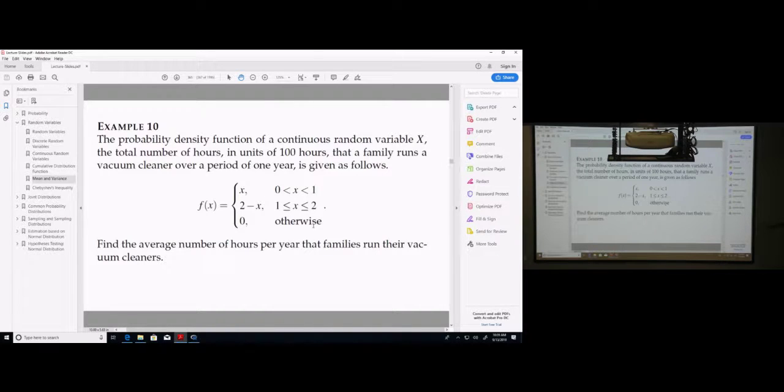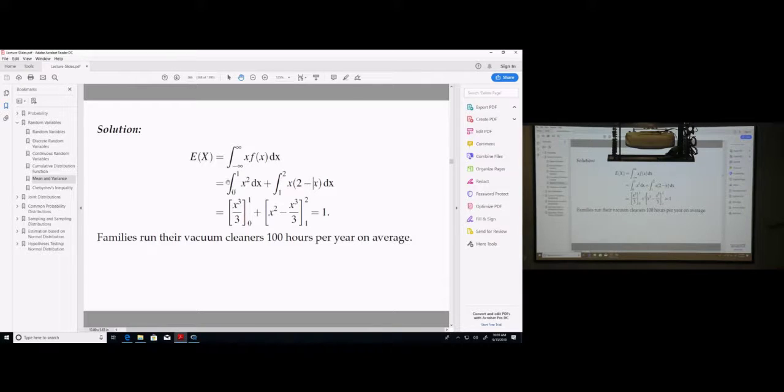So the probability density function of a continuous random variable is given by this. That is why you have to be careful, because now the density function has 3 expressions depending on whether x is between 0 and 1, or 1 and 2, or elsewhere. All right, so find the average number of hours that the family runs their vacuum cleaner.